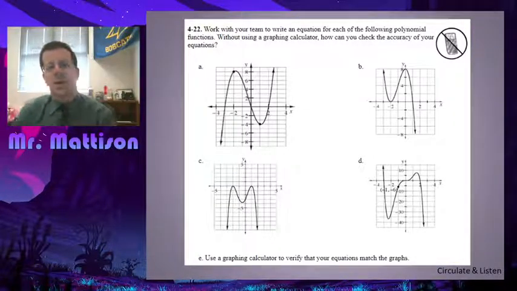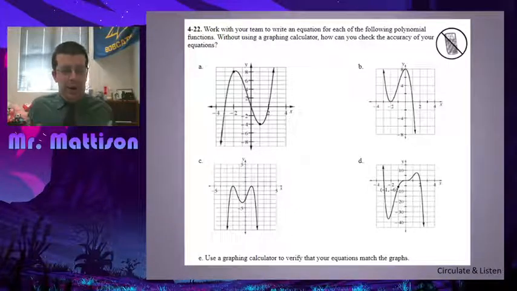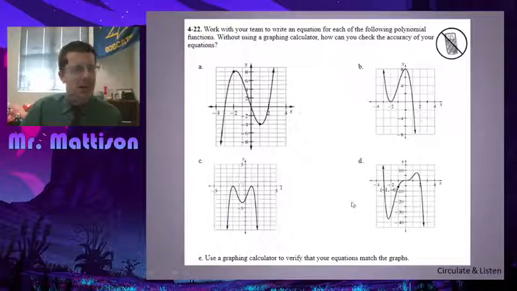Okay, so ideally we got a fairly simple equation for A, B, C, and D here, right? Not a huge deal. So this one would be like x plus 3 times x minus 2. This would be x plus 2 squared times x minus 1. This would be x minus 2 squared times x plus 2 squared times x minus 1 squared.